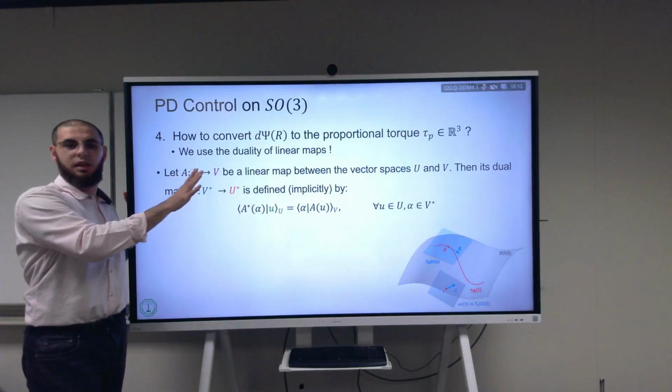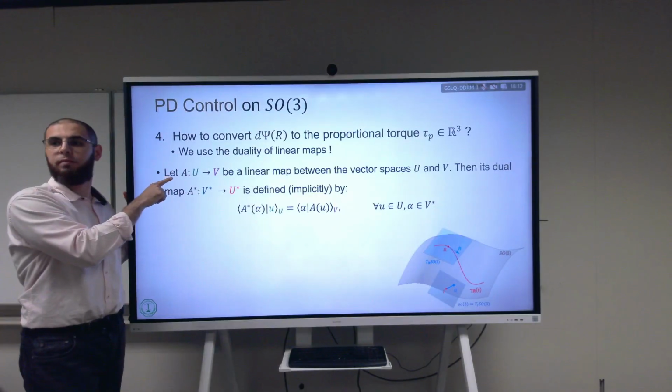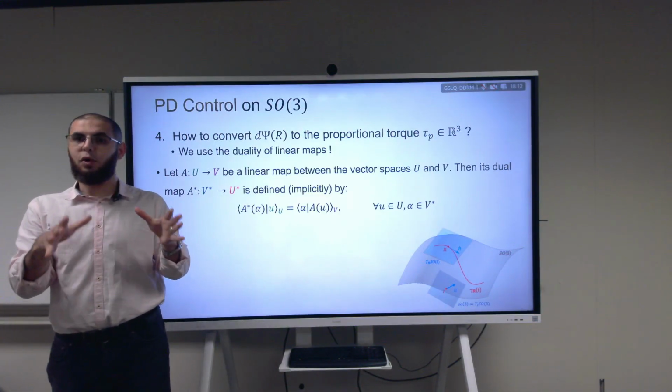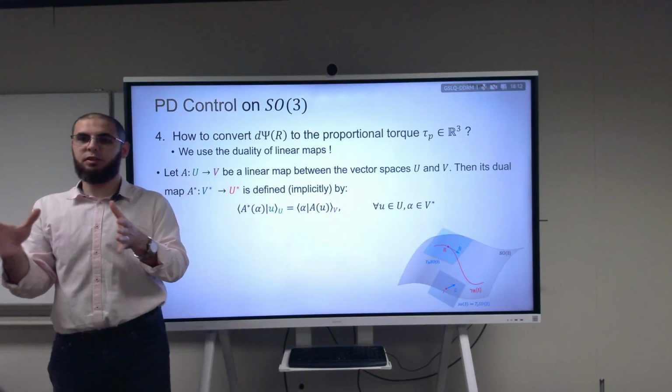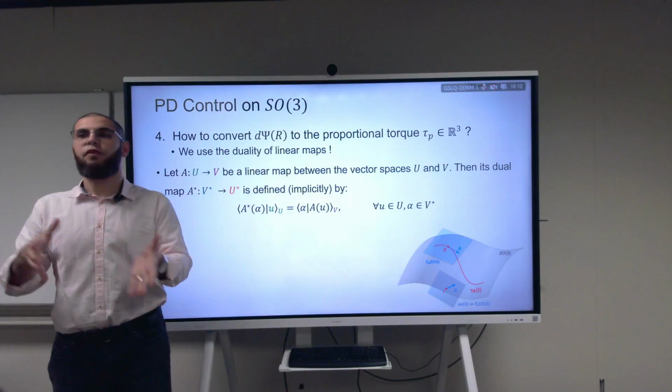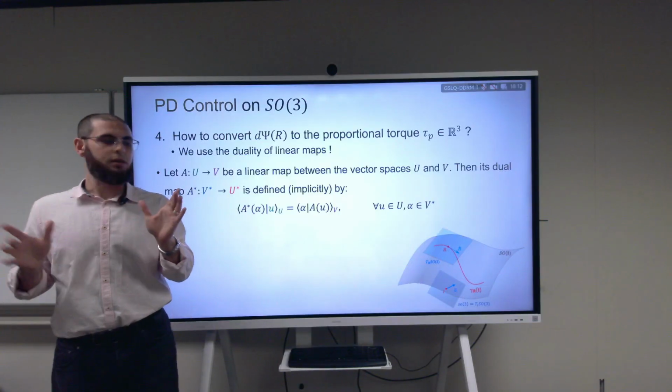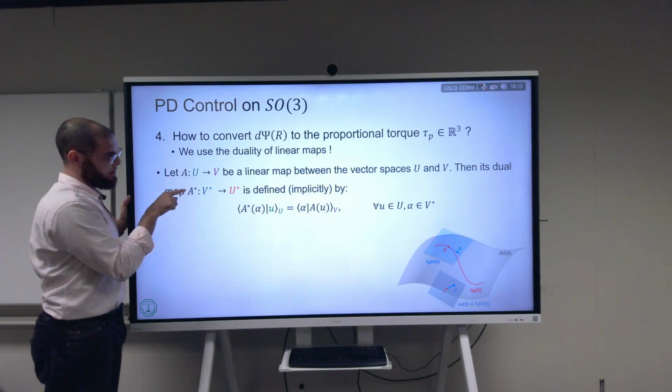Yes. The transpose of A, where does it go from? If A is a 3x3 matrix, what does A transpose act on? What does it take you from? From 3 to 3, from R3 to R3. Everyone agrees? If this is A, this is A transpose.